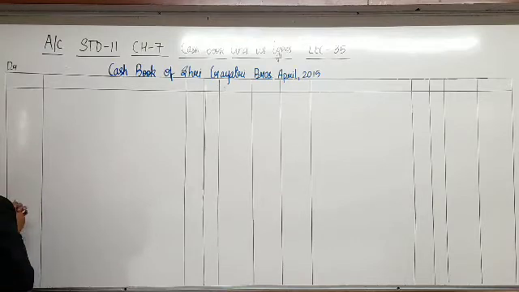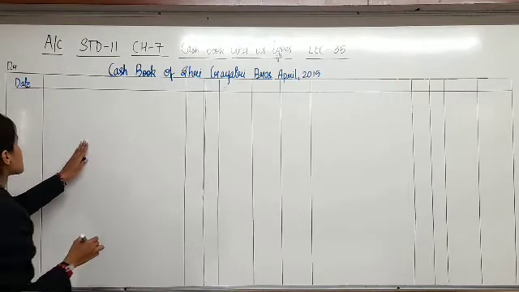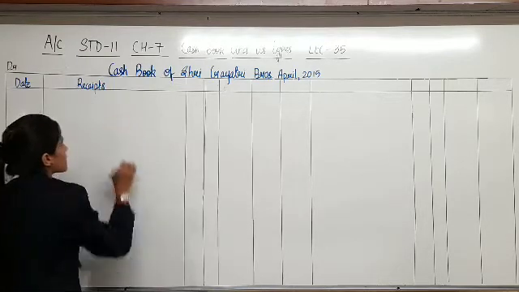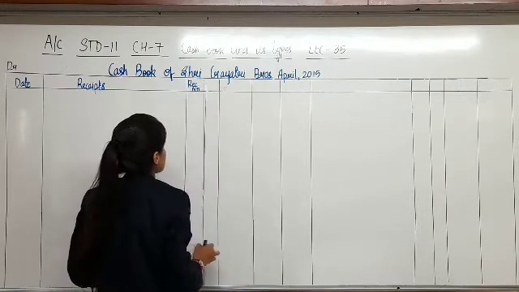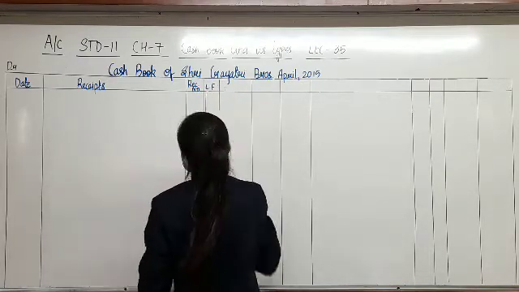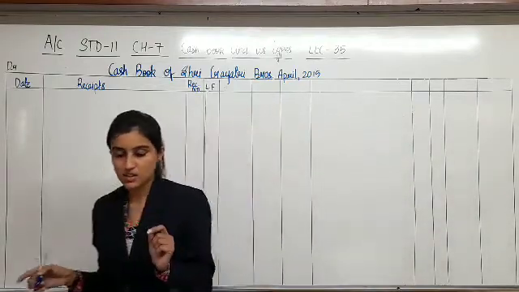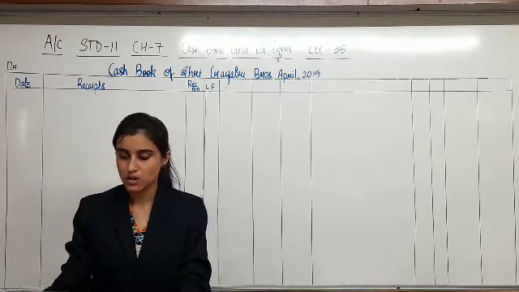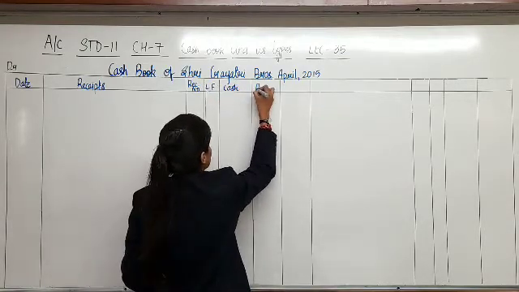the very first column on left hand side is the column of date. This is receipts. Receipt number, LFC. There are two columns of amount, cash and bank. It is clearly written that you are supposed to prepare cash and bank columnar cash book. So the first column is of cash, second is of bank.